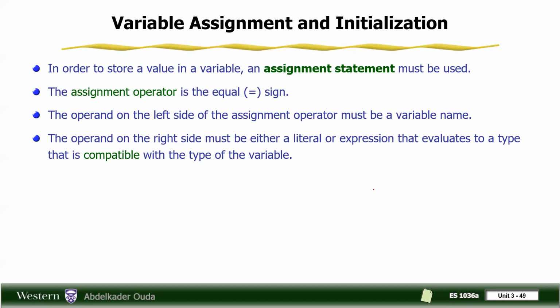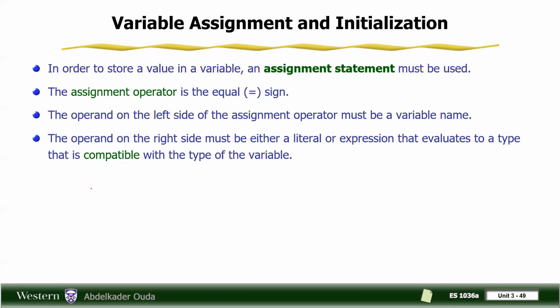The operand on the right side must be either a literal or an expression that evaluates to a type compatible with the type of the variable. For example, if I said integer A, then I put an assignment statement A equal 2.7 plus 3.3. This will not work because I added two floating point numbers and assigned them to an integer, which is not the case. They should be float or double. Questions?